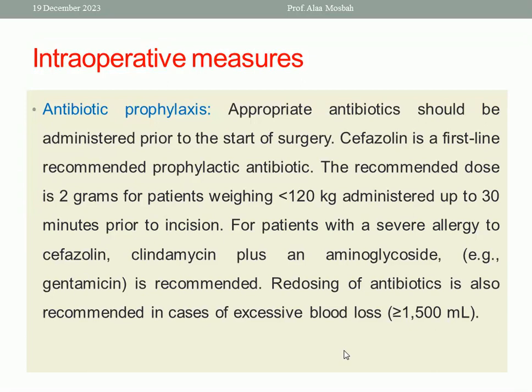What else in intraoperative measures? Antibiotic prophylaxis. Appropriate antibiotic should be administered prior to start of surgery. It's better within 30 minutes, no more than that, especially when you are using cefazolin, which is recommended as a first-line prophylactic antibiotic. What is the dose? The recommended dose for cefazolin is 2 grams for patients weighing less than 120 kilograms.